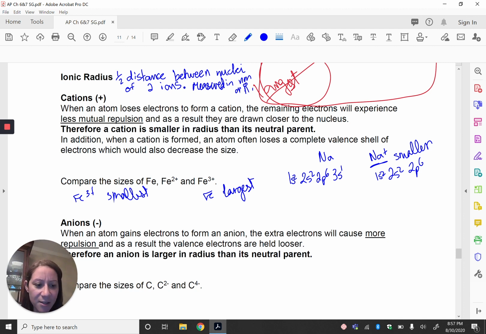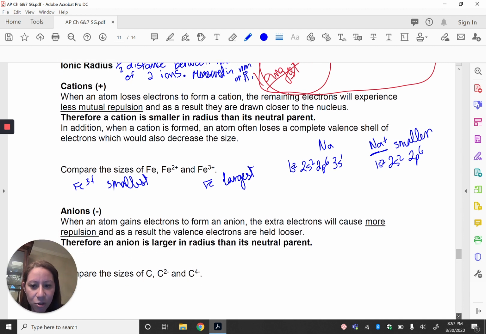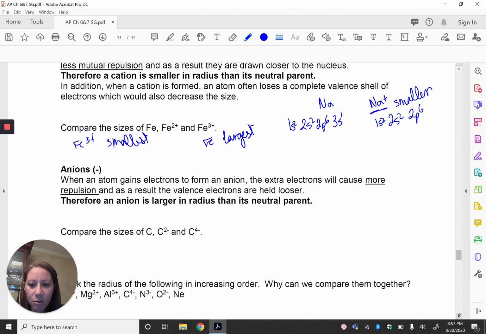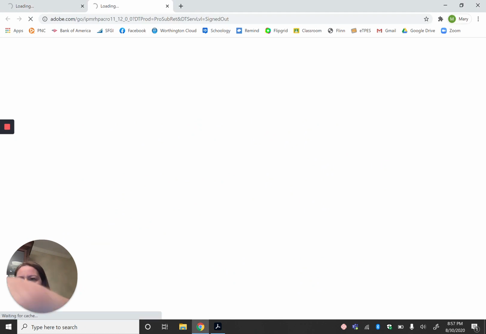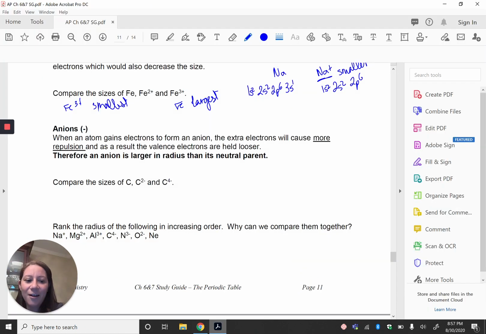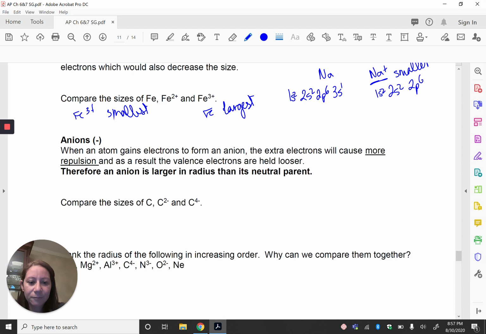Let's look at anions. Anions are negatively charged, of course. If we compare between, let's say, oxygen and oxide ion, an anion is larger in radius than its neutral parent. Why is that? Why would O2 minus be larger in size than neutral oxygen?